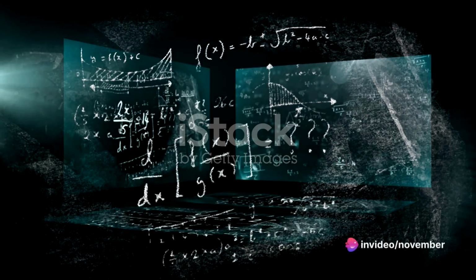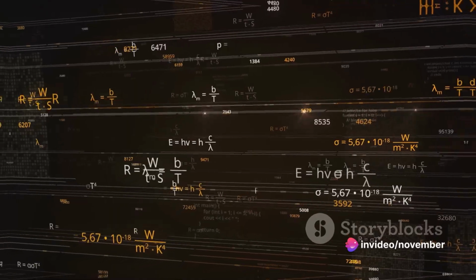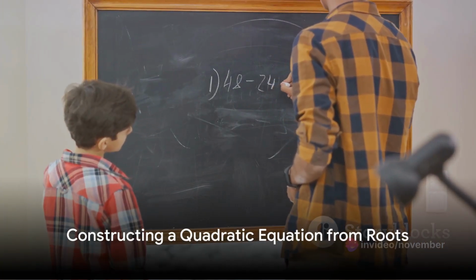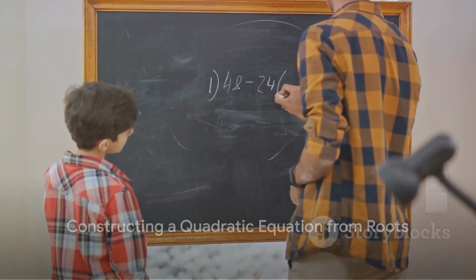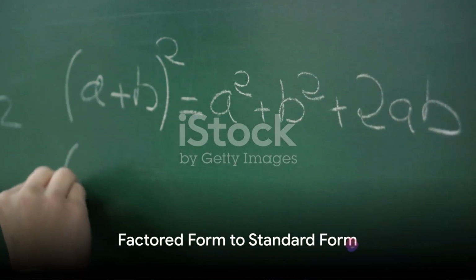Here, the sum of the roots equals -b/a, which is, and that equals 5. The product of the roots is c/a, which is, and that equals 6. Now, what if you've got the roots and you want to construct a second-degree equation? No worries, we've got you covered. Say the roots are 2 and 3.